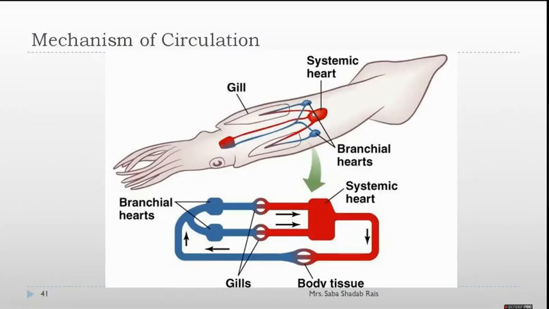Let's just revise once again. Your systemic heart is having the oxygenated blood. So the systemic heart ventricle has the two aortae. With the help of the aorta, the oral aorta will give blood to the head region and the aboral aorta will give to the posterior region. That means, in short, the blood is going to the body tissue.